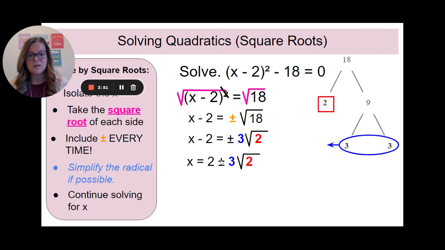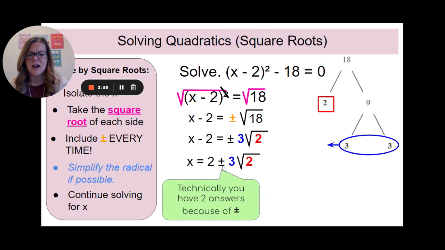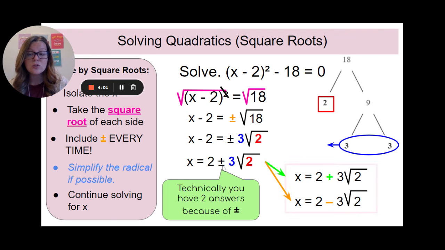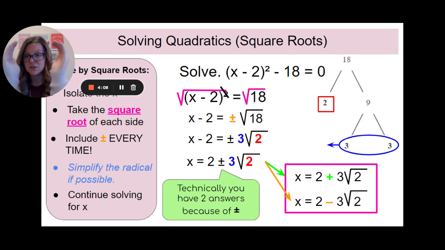And again, technically, because we have a plus and a minus, I'm like, hey, I have two answers. I have 2 plus 3 square root 2 and 2 minus 3 square root 2. So those are my two solutions for the x value. Again, if they ever ask you to write it as a point, just put comma 0 in parentheses and you can write those two as points.